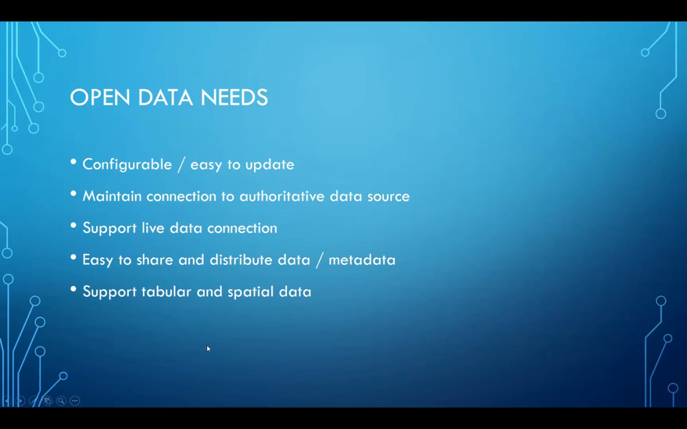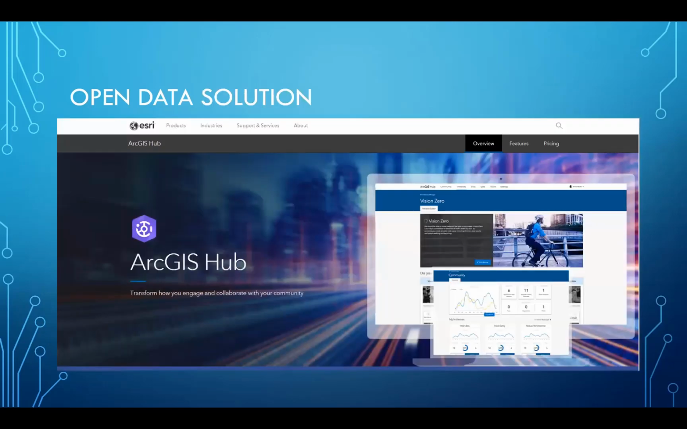And then we also needed to accommodate not only spatial data, but we also have a ton of tabular data as well. So we needed to make sure that the infrastructure supported both our tabular and spatial data. So those were our needs when thinking about the Open Data Portal. And so the solution we chose was using ArcGIS Hub.